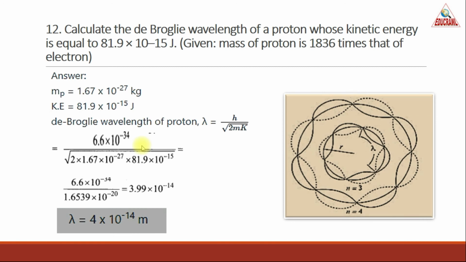Now, substituting the given data in this formula, we get the de Broglie wavelength is equal to 6.6 into 10 power minus 34 the whole divided by square root of 2 into 1.67 into 10 power minus 27 into 81.9 into 10 power minus 15. Further simplification, we get the lambda value as 4 into 10 power minus 14 meter.